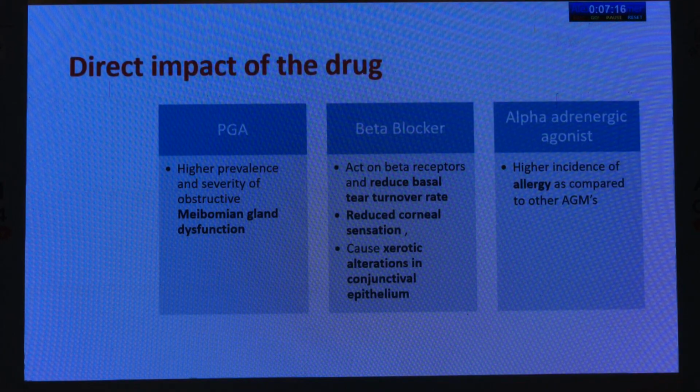Now coming to the direct impact of the drug, first is prostaglandin analogs, they have a higher prevalence and severity of meibomian gland dysfunction. Beta blockers per se act on beta receptors and reduce basal tear turnover rate and reduce the corneal sensation. They cause xerotic alteration in conjunctival epithelium. And then alpha adrenergic agonists have a high incidence of allergy as compared to the other anti-glaucoma medications.